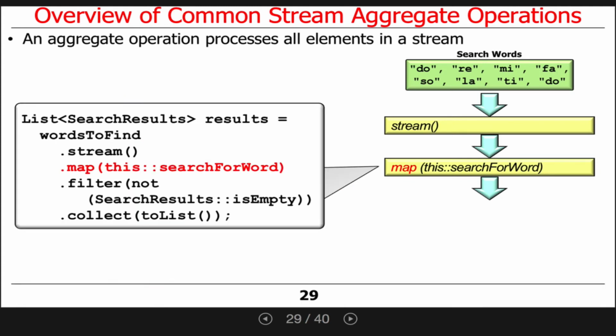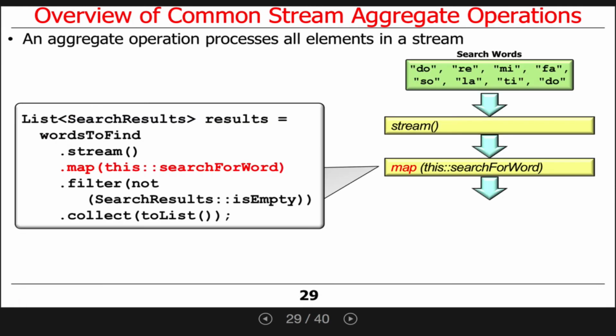Here's the actual code in the stream for doing this. We'll later look at search for word a little bit farther down the road, but that basically is where the code goes. So, again, the way to read this is words to find is a collection. It's a list. Convert that list to a stream. Run every element through map, looking for the word that we're searching for one at a time, because it's sequential, and then pass it on to the next phase. OK, so far so good.